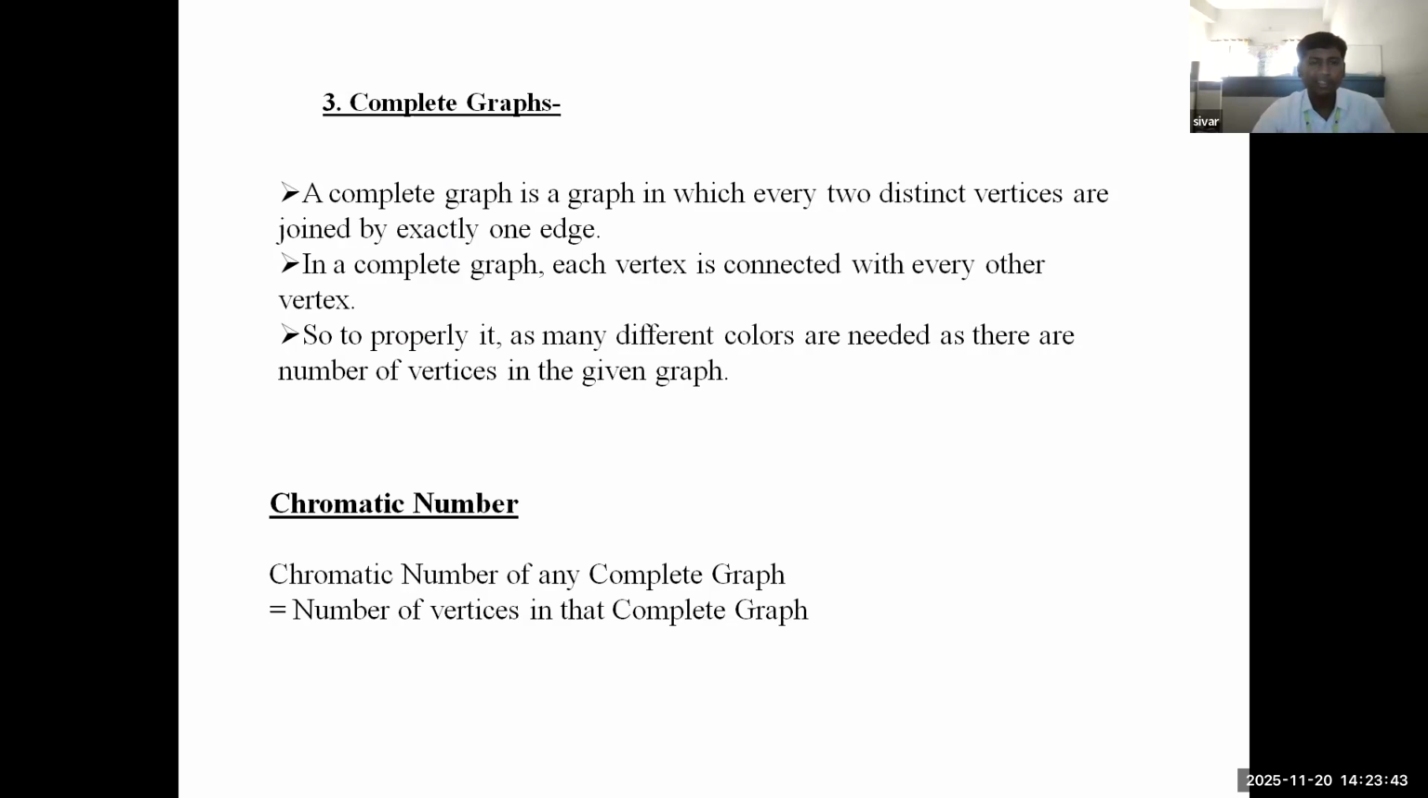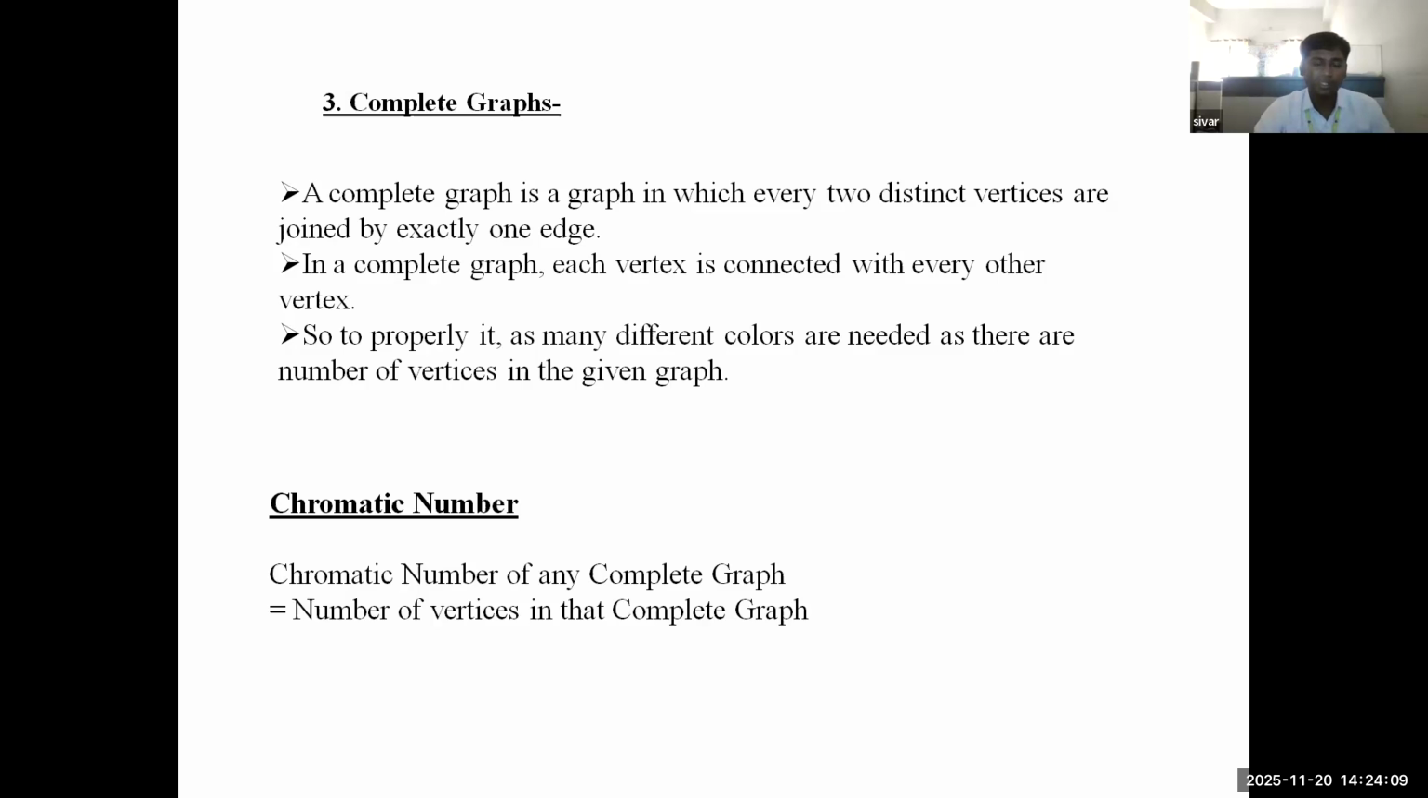The complete graph. What does a complete graph mean? You already saw it in the clique problem. What is a complete graph? A complete graph is a graph in which every two distinct vertices are joined by exactly one edge. Simply put, it is a graph in which each and every vertex is connected to all other vertices present in the graph.